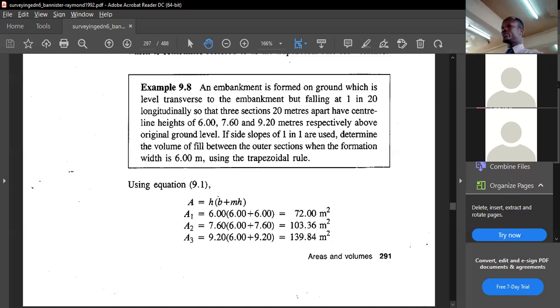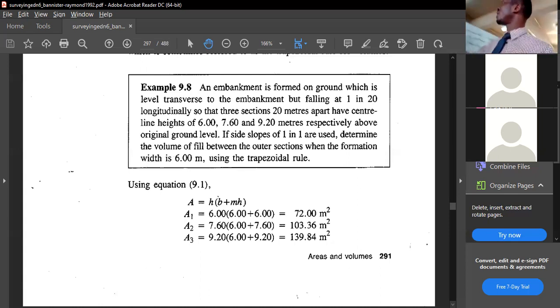Determine the volume of fill between the outer sections when the formation width is given. So formation width, what does this English mean? Determine the volume of fill between the outer sections. What does it mean? Anybody here who really knows English? What does it mean? It's a very confusing statement.